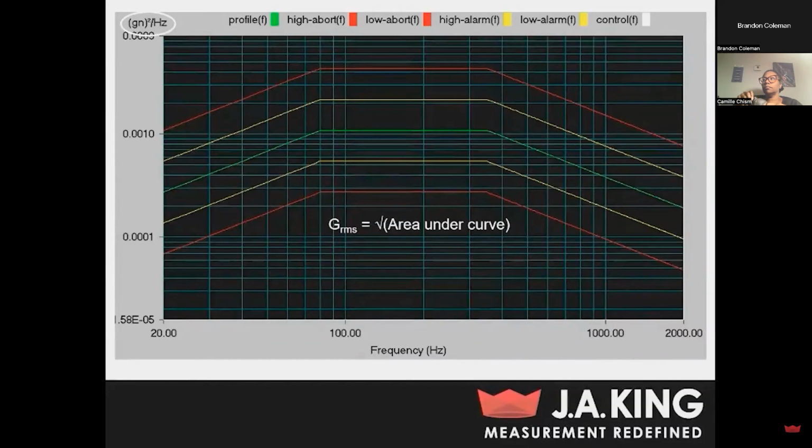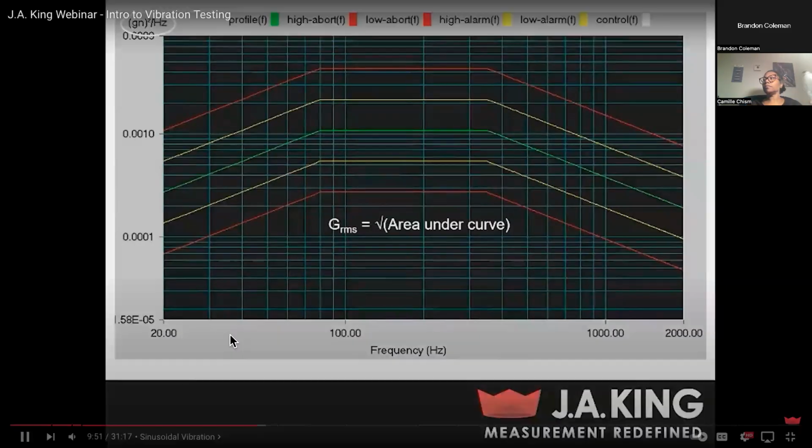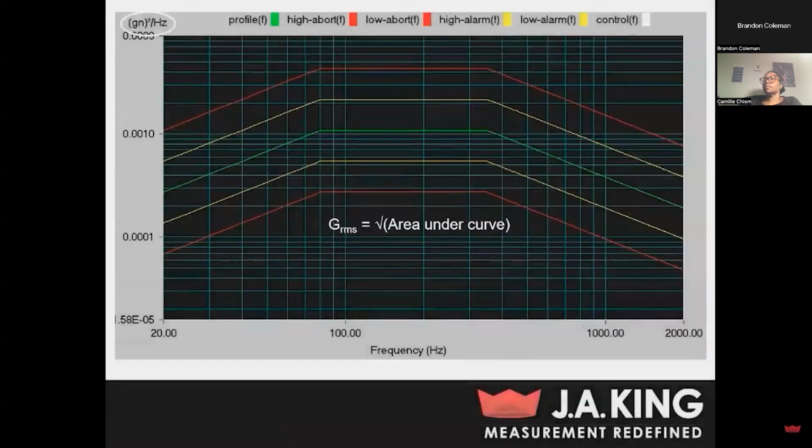So I want to talk a little bit about the X and Y axis for random as well. As I mentioned earlier, the X axis here is not going to be proportional to time. So rather than tracking along that green profile curve like we did with sine testing, with random vibration, at any point in time, your shaker could be operating at any point along that green curve. So it'll actually kind of bounce around that curve as you're performing testing.